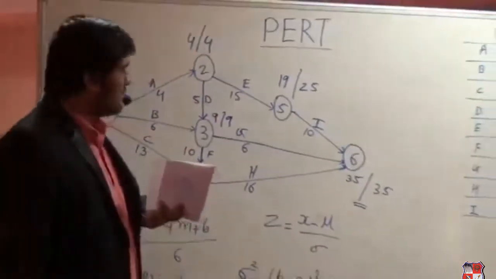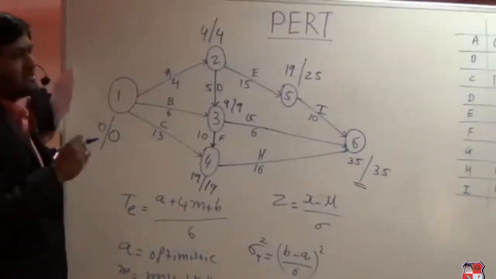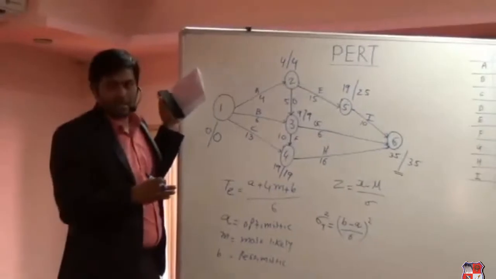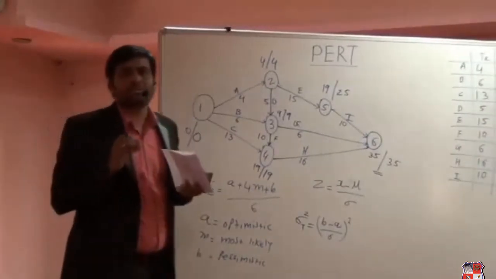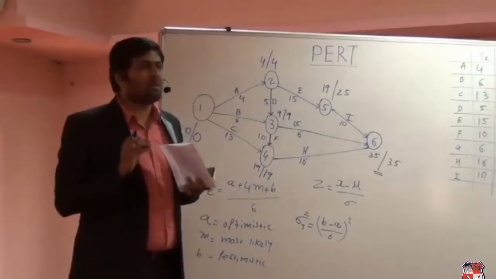Second, identify the critical path and the critical activities. First of all, we have drawn the network. Now we'll go for the answer to the second question, that is the critical path. A critical path is a path which consists of critical activities, and critical activities are those activities which do not have any slack time. Now, what does slack time mean? It is a possible delay.